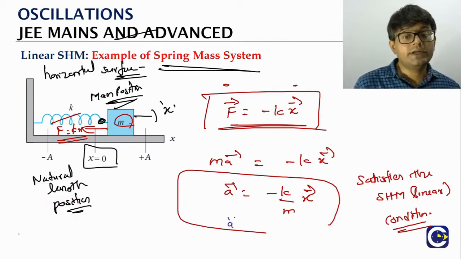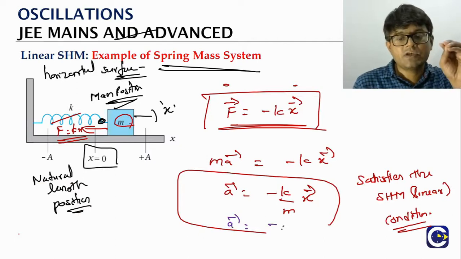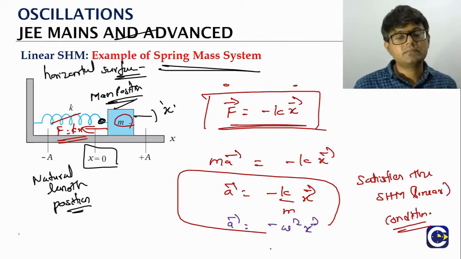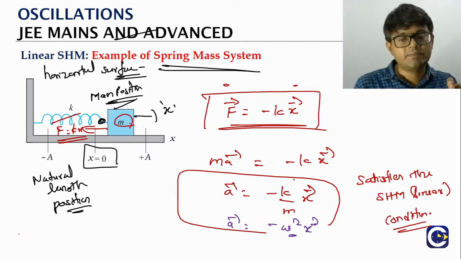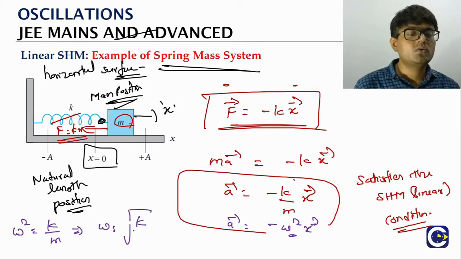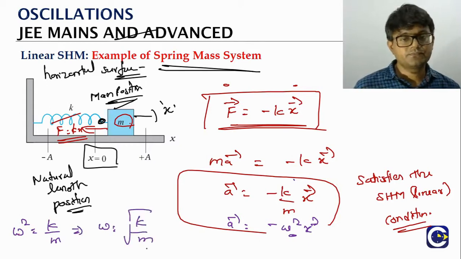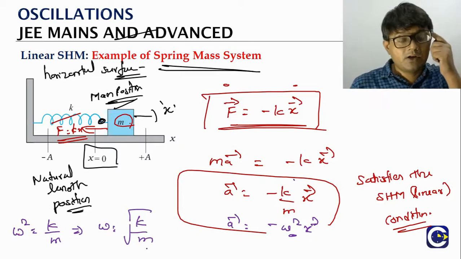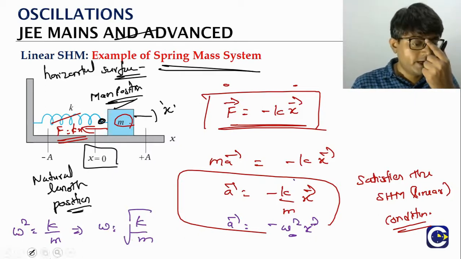So how will we have to do it? We have to compare this with the standard equation of the SHM. A is equal to minus omega square x. Compare. We will get omega square is equal to k by m, which means omega will be equal to root of k by m. What is the time period or period value? T is equal to 2 pi by omega, right?